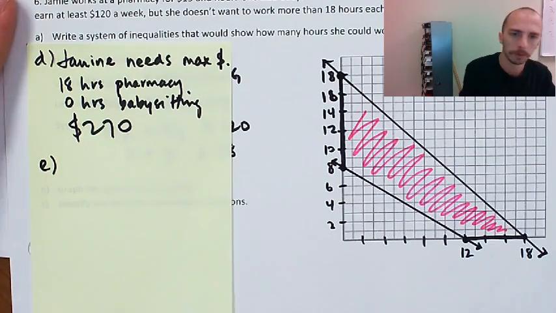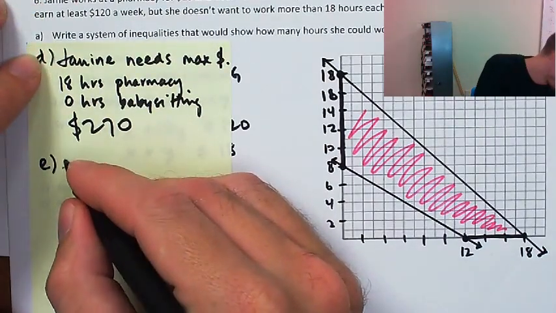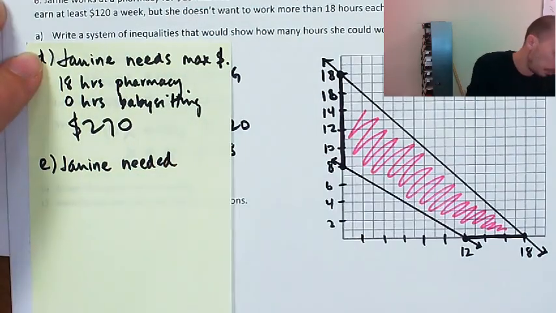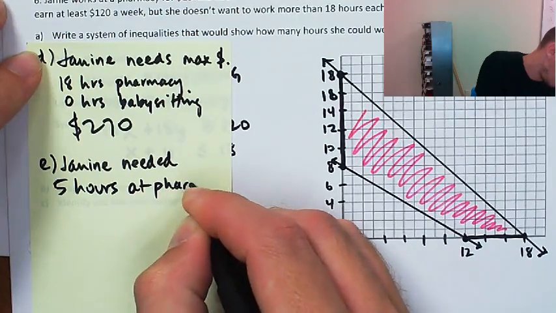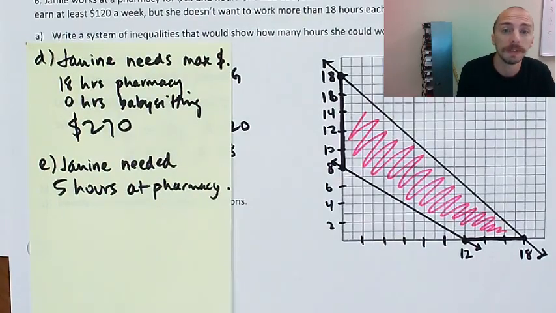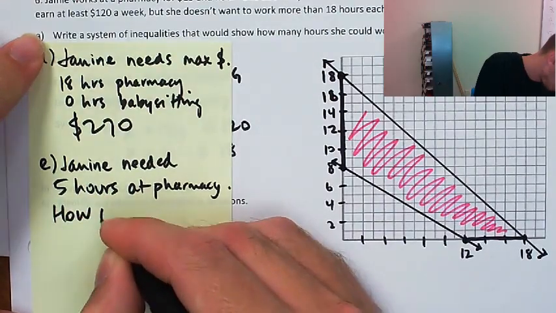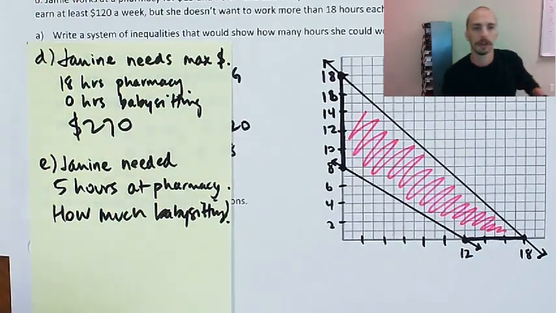No, hold on. Let me think. I'm going to go look at something else and get just the right question. So if the pharmacy needs her for just, let's say, 5 hours at the pharmacy, then the question would be, what's the minimum amount of time she could spend babysitting to still earn her $120? Okay, how much babysitting? I'm just squeezing it in there.